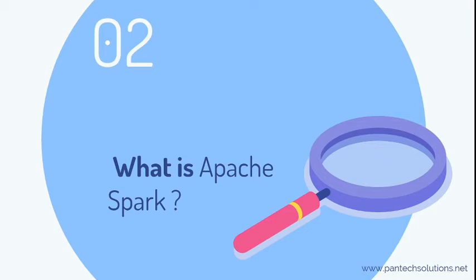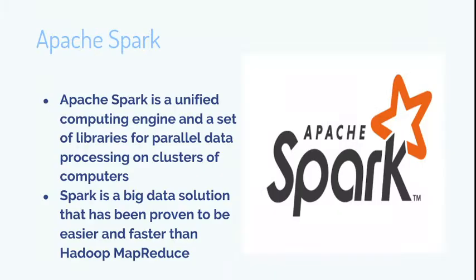So let's see what is Apache Spark. Apache Spark is nothing but a unified computing engine. It's created for big data purposes, for handling big data. So it's a unified computing engine.